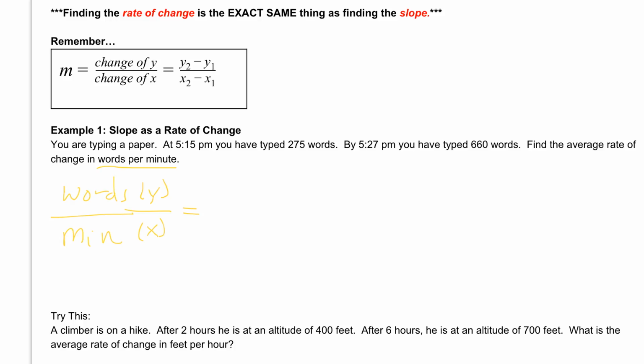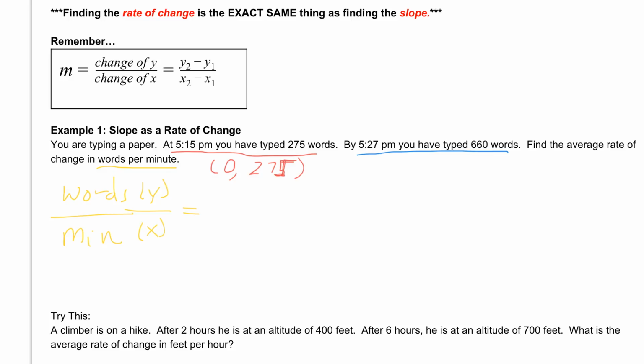Well, I'm talking about two situations here. I have at 5:15 I typed 275 words, and at 5:27 I typed 660 words. When we're talking about time and we look at the 5:15 p.m., this is kind of our first time. So our first time we're always going to use as time 0. And at time 0, at 5:15, how many words have we typed? We've typed 275 words. Remember, you want to make sure that they're in the right order. Minutes is first, the x-coordinate, and our words is our y-coordinate, which would be second.